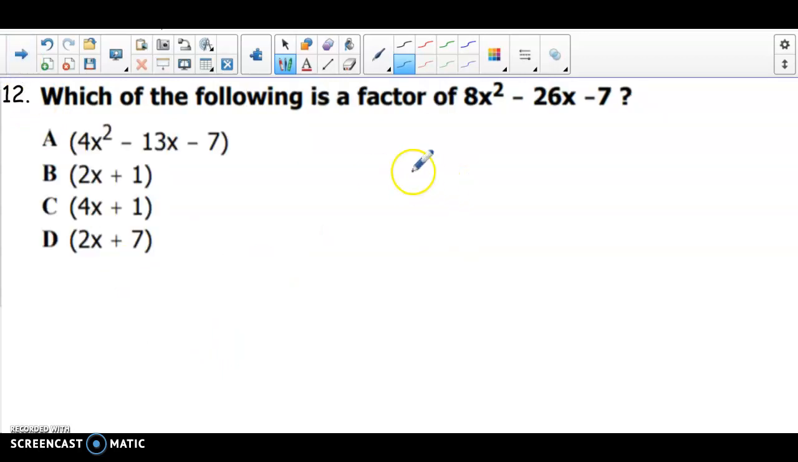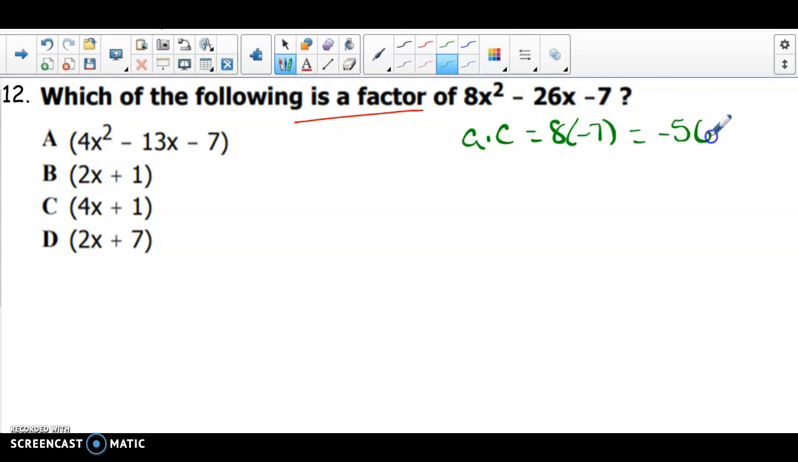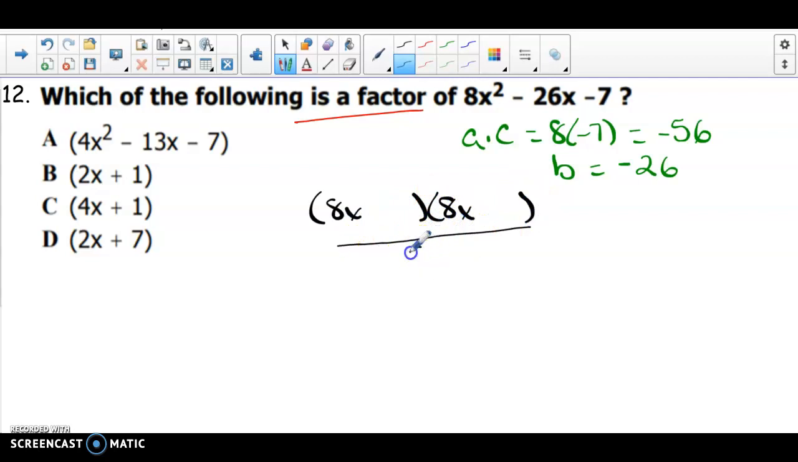Which of the following is a factor? So we're only looking for one, but we've got to factor it completely in order to know. There's nothing we can take out of everything, so we're going to use our California method. So 8 times a negative 7 gives us a negative 56. My B value is a negative 26. Okay, so I'm going to put down my 2 parentheses, 8x divided by 8. Signs, one will be plus, one will be minus.